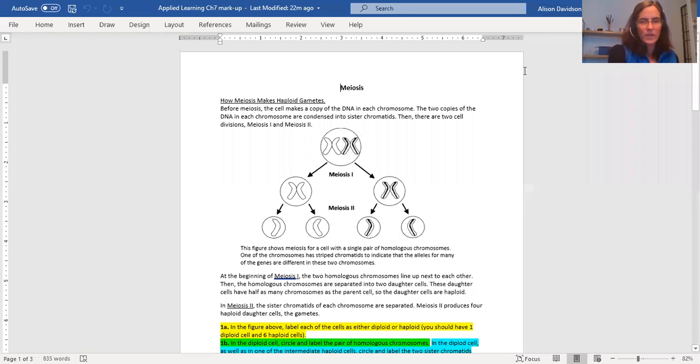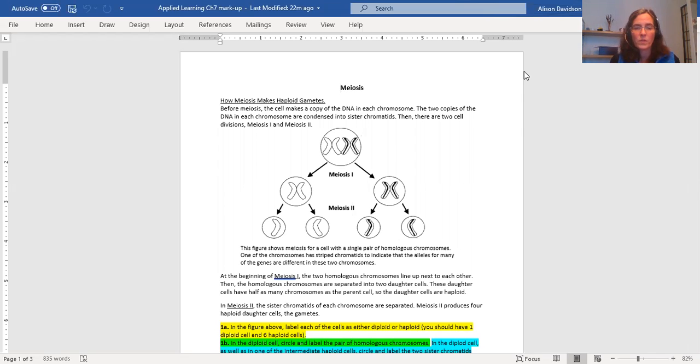Hi, everybody. I wanted to go through the applied learning assignment for Chapter 7 with you. Some of the questions seem to have caused some problems, and I just want to make sure we're going through some of the answers so you can understand how to come to the correct answers.